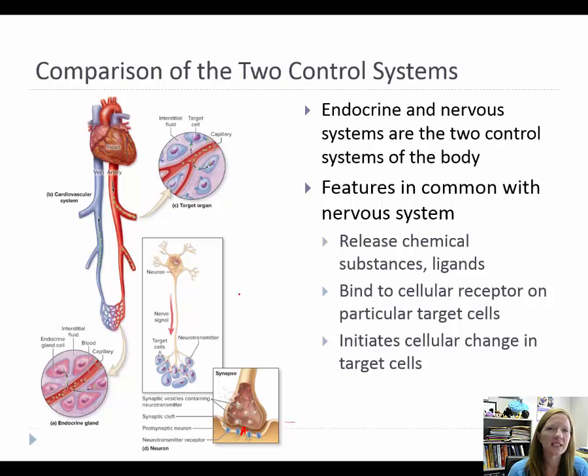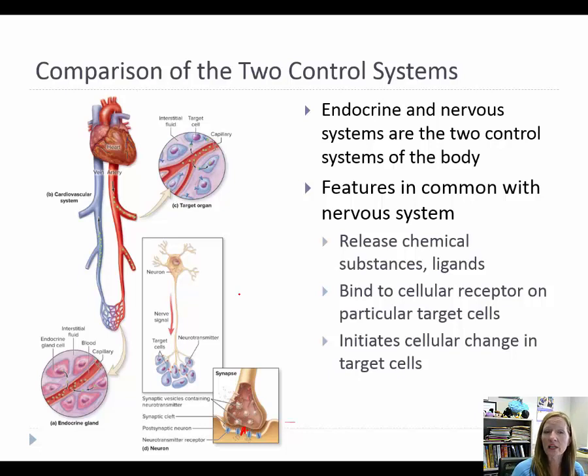So one of the big things that the endocrine system does is it is going to regulate and control a lot of the body's physiological processes. It is a huge controller of homeostasis in the body. And you're thinking, well, that's what I thought the nervous system did. Well, yeah, it does as well. Both of these organ systems actually are going to work together to control the physiological systems of the body.